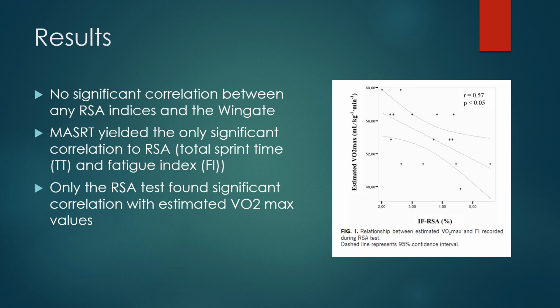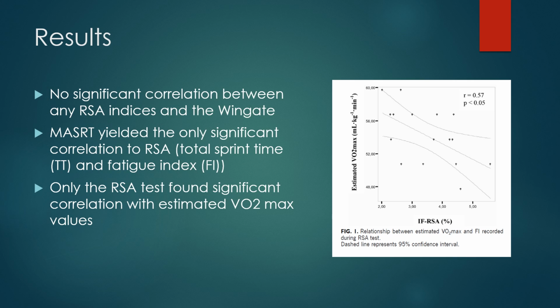The MASRT, the anaerobic shuttle running test, yielded the only significant correlation to repeated sprint ability, specifically the total sprint time and the fatigue index. But that was actually a negative correlation. Although it was significant, it was a negative correlation.